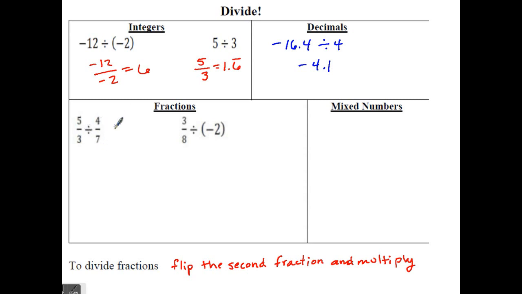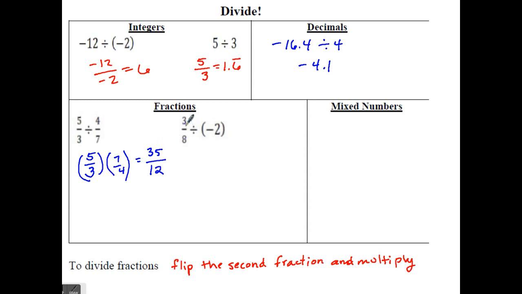So we're going to go ahead and take 5/3, and we're going to multiply. So we're going to multiply the value of the 4/7, but we're going to flip the second fraction. So we're going to do the reciprocal, so it'd be 7 over 4. And now we can go ahead and multiply across. So 5 times 7 is going to be 35. 3 times 4 is going to be 12. And that's how you divide fractions.